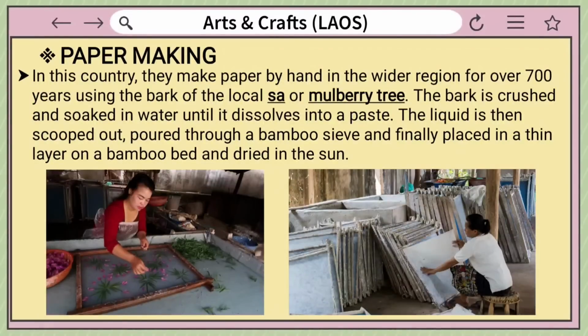Now let's go to the arts and crafts of Laos. They have the paper making. In this country, they make paper by hand in the wider region for over 700 years using the bark of the local sa or mulberry tree. The bark is crushed and soaked in water until it dissolves into a paste. The liquid is then scooped out, poured through a bamboo sieve, and finally placed in a thin layer on the bamboo bed and dried in the sun.